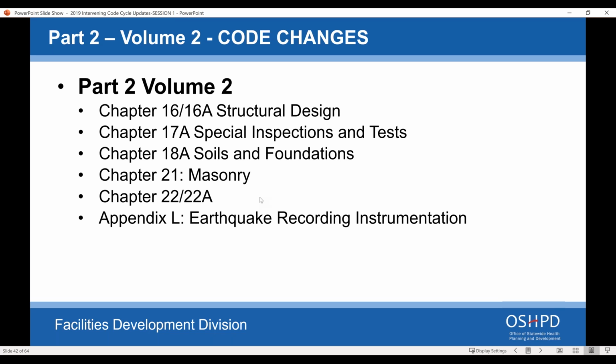Chapters 22 and 22A are related to steel. This is where we adopted AISC 358, Supplement 1, Chapter 11, that is to include the use of bolted side plate connections, and Appendix L, earthquake recording instrumentation. This is required to maintenance of that, and who pays for that. Next slide, Cesar.